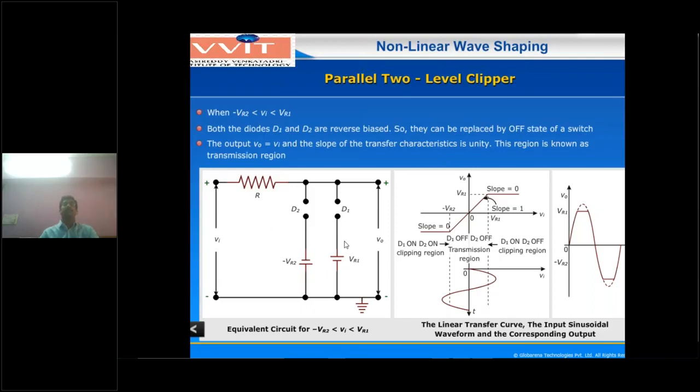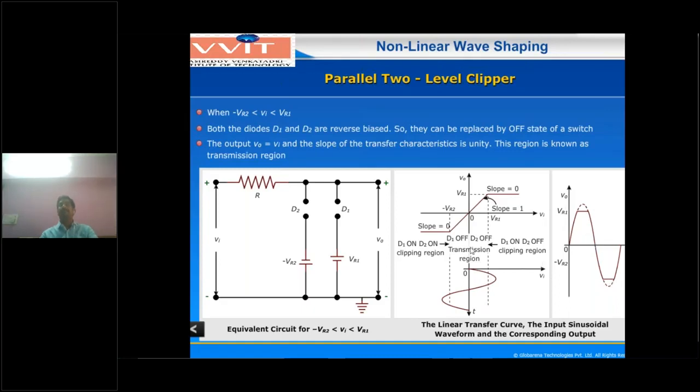Then both diodes will be off for any two-level clipping circuit. Then these reference voltages VR1 and VR2 will be inactive. Then the input voltage is transferred to the output, V0 equal to Vi. Now observe the output waveform also. Input waveform lies between minus VR2 to plus VR1. Input and output waveforms both will be the same.